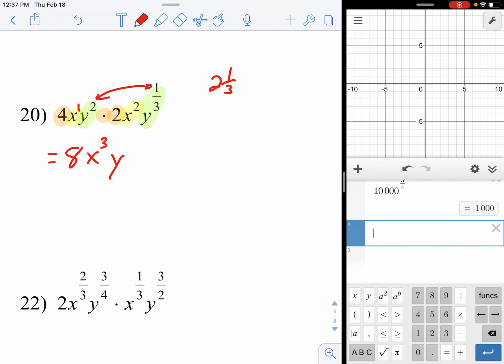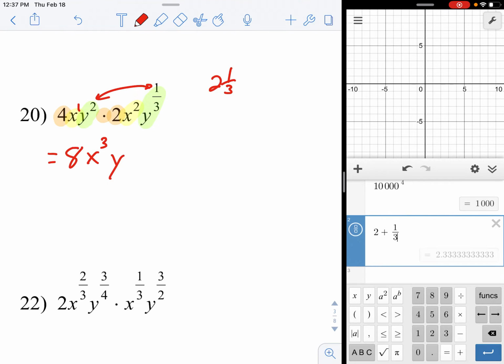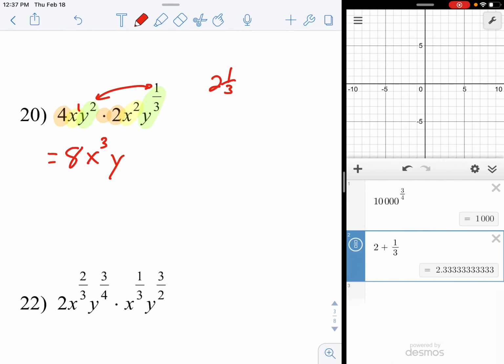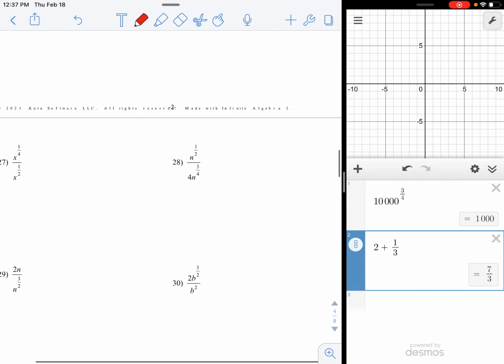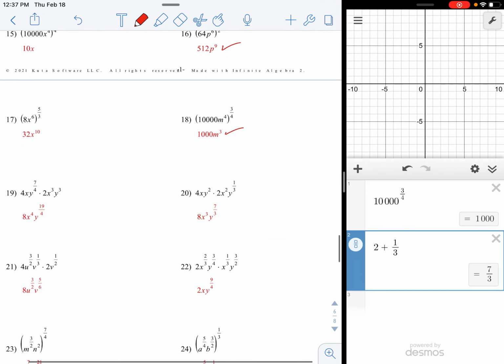So 2 plus 1/3, I know that's going to be 7/3, because I can do fractions in my head. If you can't do fractions in your head, type 2 plus 1/3, and then hit the button right there, and it gives you 7/3, and there you go. Again, that's this button. Can you see where it's going from white to blue? That just converts your answer to a fraction. Let me check number 20. Make sure I didn't do anything wrong.